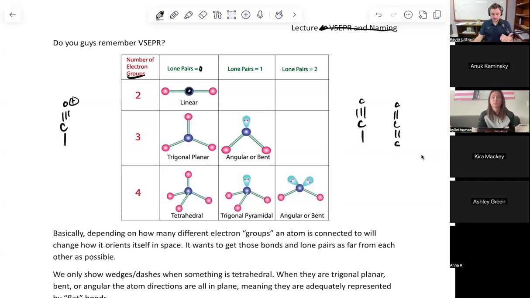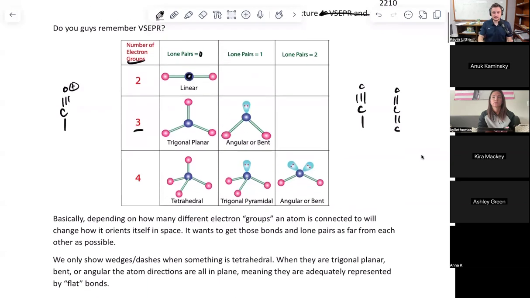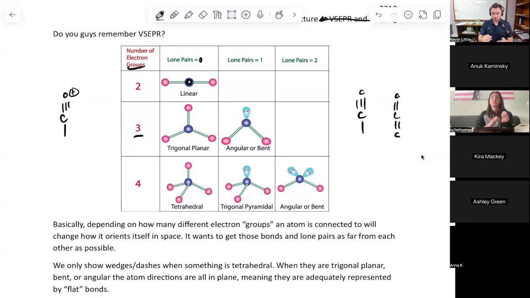Okay. That changes when you get to three things. When you get to three things, it still stays flat, but the furthest away from each other those three things can get kind of looks like a Mercedes-Benz symbol, right? It's all still flat. It's all still on a page. So this would be something like a carbon double bound to something. This carbon is what we call trigonal planar. It's flat. It has no need to go in a third dimension because the furthest apart they can get is all on the same plane.